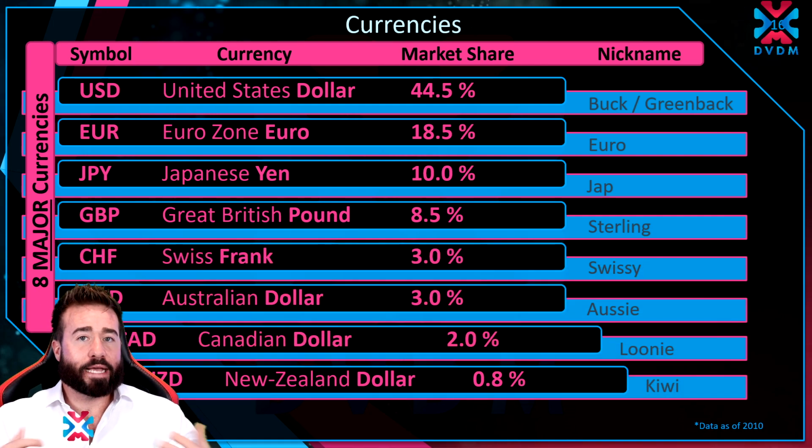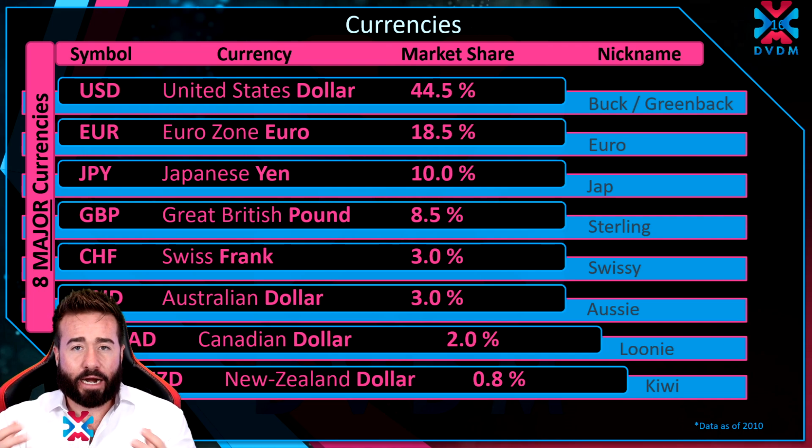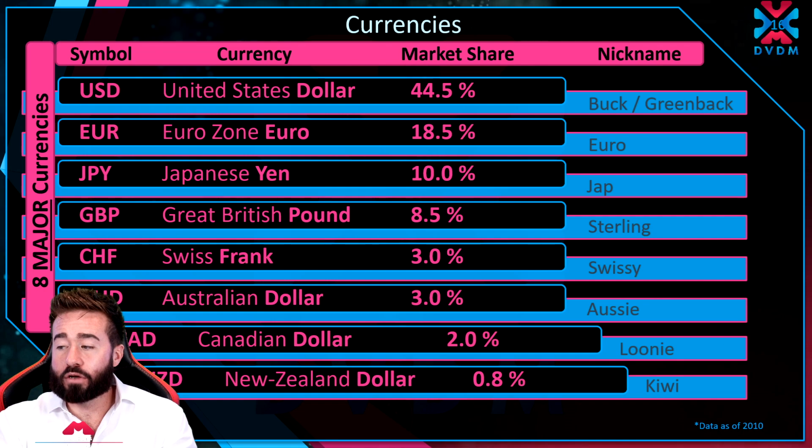Now, what makes a major currency? These are the currencies that are the most in circulation. They're the most liquid. There's the most supply of them. And quite frankly, most of the world's transactions happen in these 8 major currencies. We can see that the United States dollar has an overwhelming market share of almost half of the world's FX transactions happen in the United States dollar.